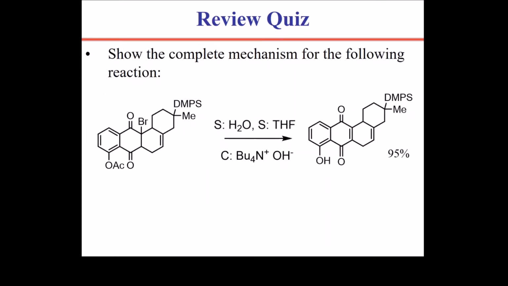First, let's look at the mechanism for this reaction. So take a minute, pause the video, and see if you can come up with the mechanism. Note that you have a bromine that is disappearing as well as an acetyl group that is leaving. Okay, let's see how you did.